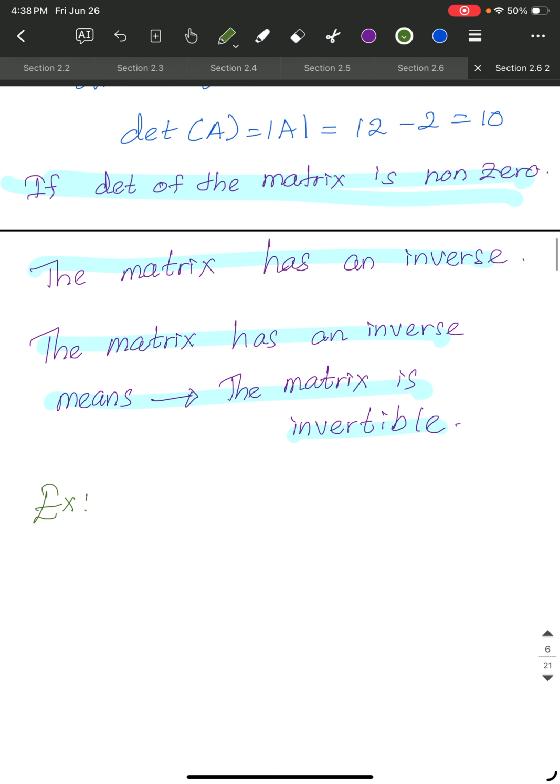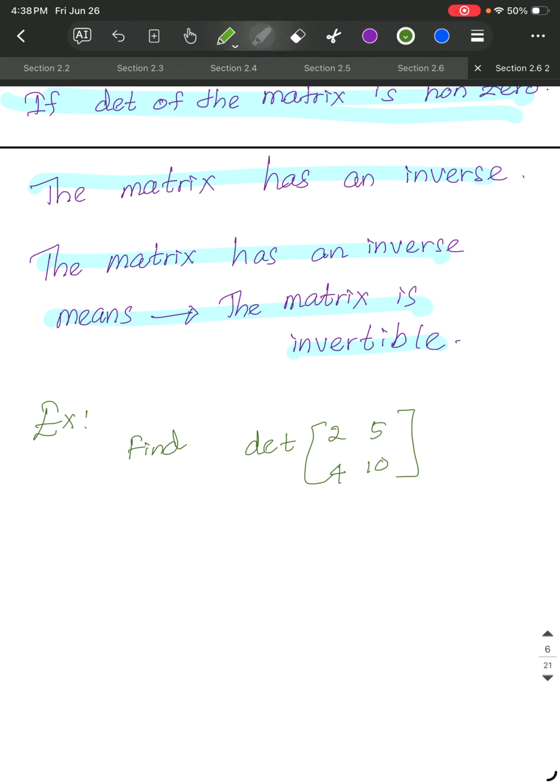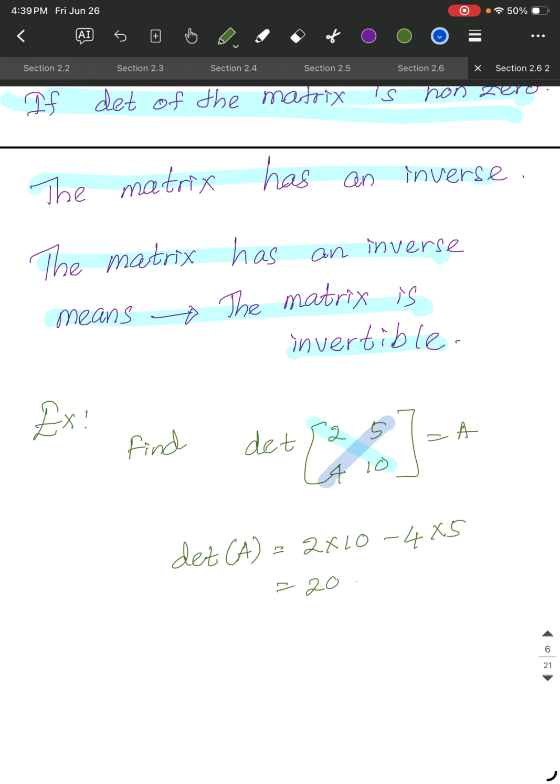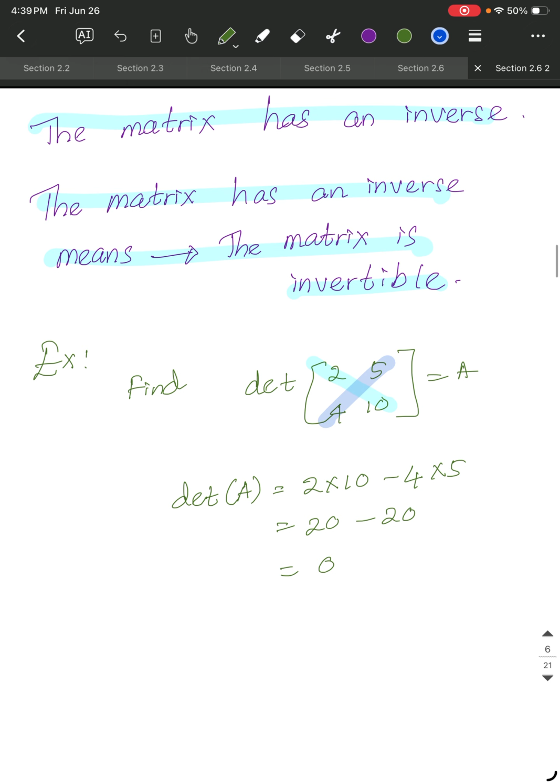Example: find the determinant of the matrix 2, 5, 4, 10. Take the main diagonal and subtract the other diagonal. The determinant of matrix A is 2 times 10 minus 4 times 5, 20 minus 20, 0. The determinant is 0.